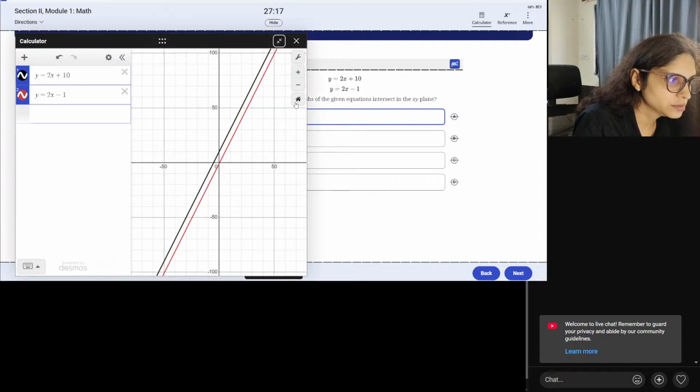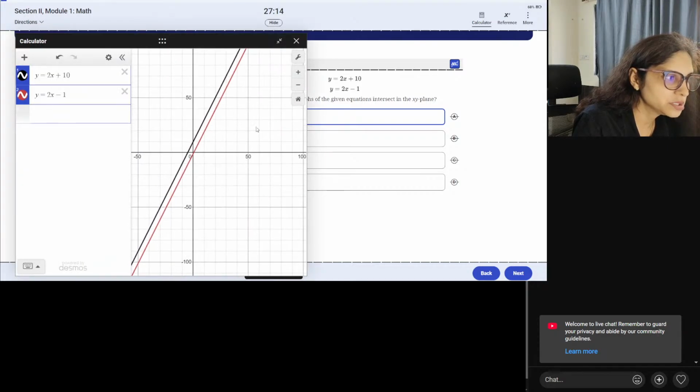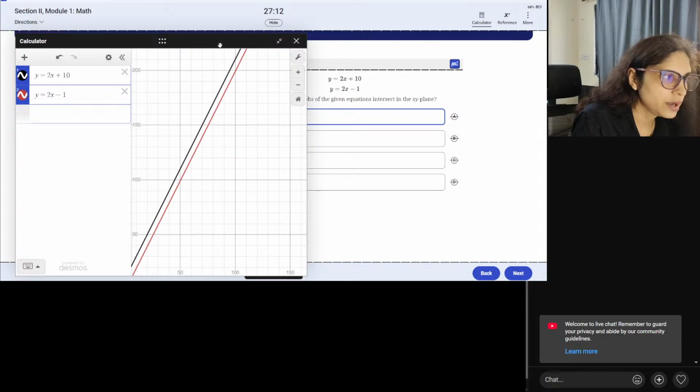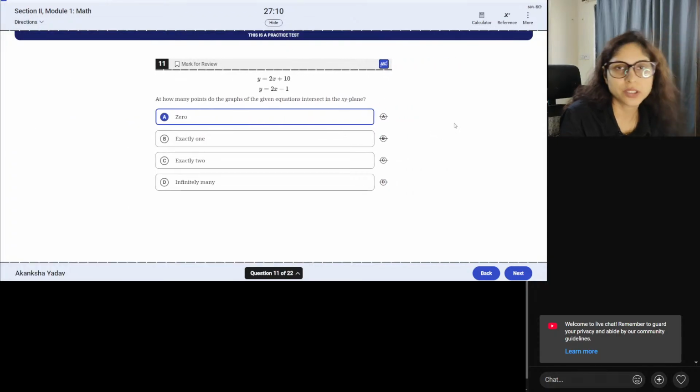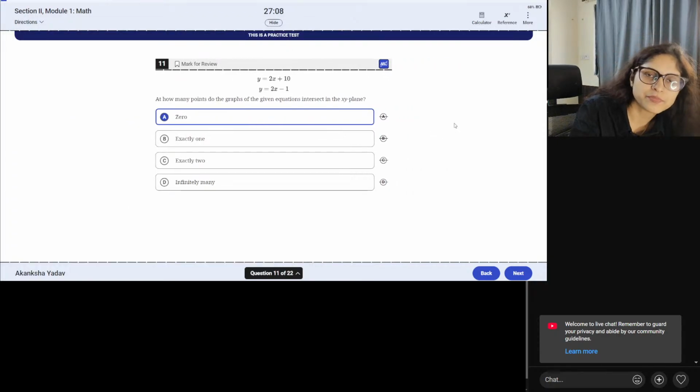If you look at it, lines are parallel, they are never meeting. That is why there is no solution. And without graphing, the direct way of knowing is comparing slopes. Slope should be same and y-intercept should be different for no solution.